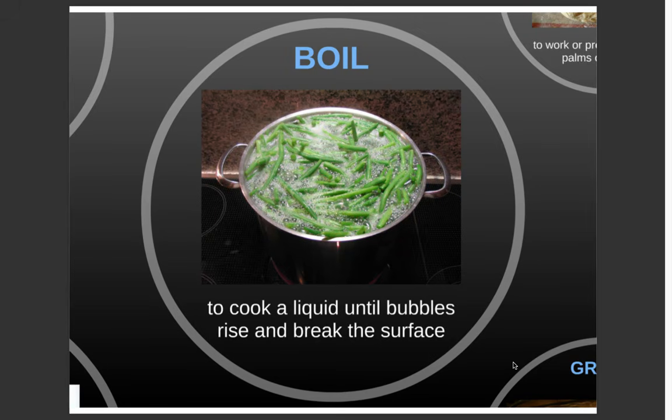Boil is the next one. When we boil, we have a liquid that is on the stove, and it's hot enough that bubbles rise and actually break on the surface. See all these bubbles? They're actually bursting on the surface. Water boils at 100 degrees Celsius, or I believe it's 215 degrees Fahrenheit. This is the actual point when liquid is changing into a gas.